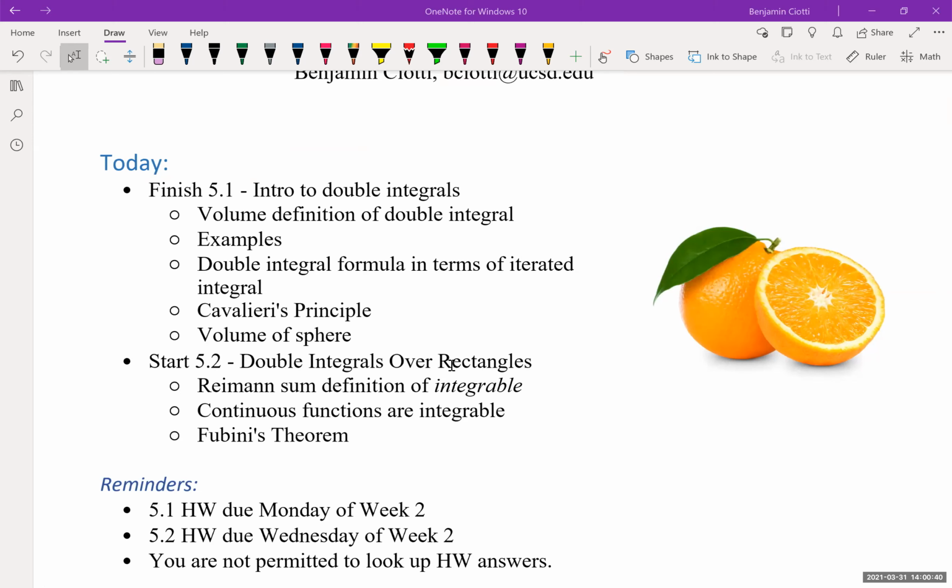So you've got homework due Monday, Wednesday, and probably Friday, too, of week 2. I've learned that with big classes, you can't give too many homework reminders, so I keep mentioning that. Another reminder: don't look up homework solutions. It's not allowed. You have to come up with them yourself. You can get help from TAs and Piazza and so forth, but you can't just look them up.